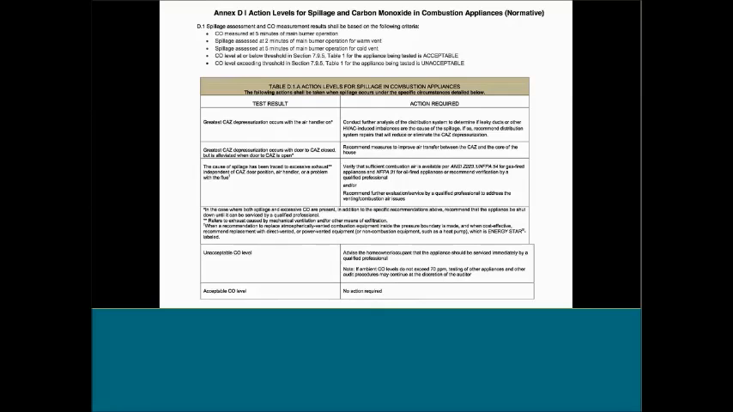Action levels have also changed. It's listed in detail on Table G1 of Annex D for spillage and for carbon monoxide in combustion appliances. So it will tell you specifically what your action levels have to be based on spillage and then also on CO level. The CO level just says whether it's acceptable or unacceptable and what your action steps have to be for that. So that has changed dramatically from what it used to be on your action levels and different CO levels.